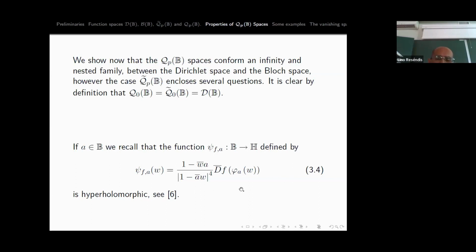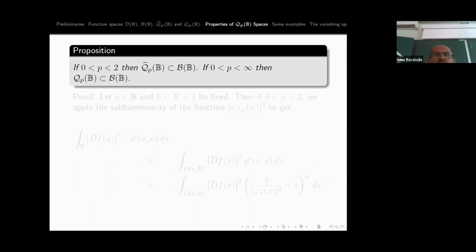Okay, but the reason this is not so easy to prove, so to have the result. Okay, and now we will prove the following. If P is between 0 and 2, then each Qp tilde space is a subset of the Bloch space. And if P runs from 0 to infinity, then each Qp space is a subset of the Bloch space.